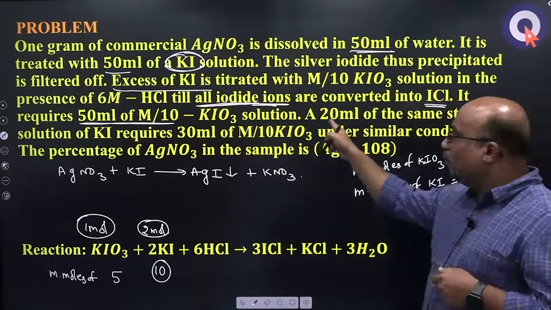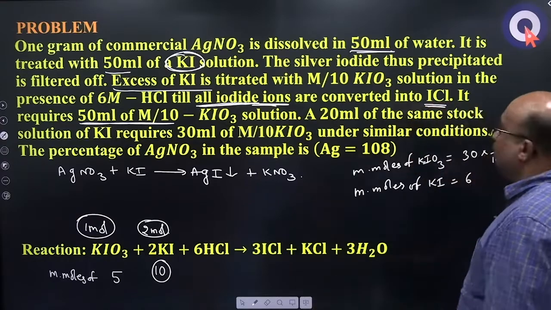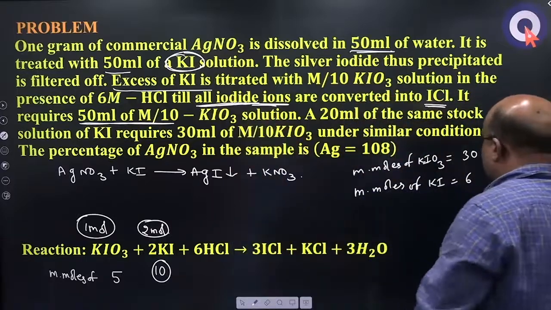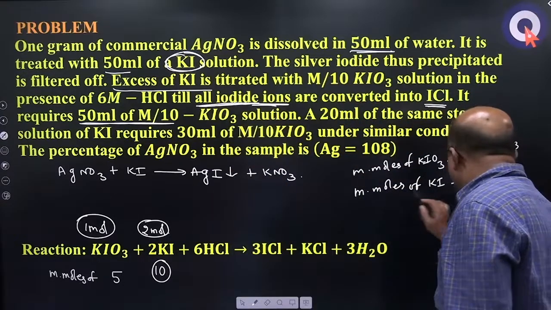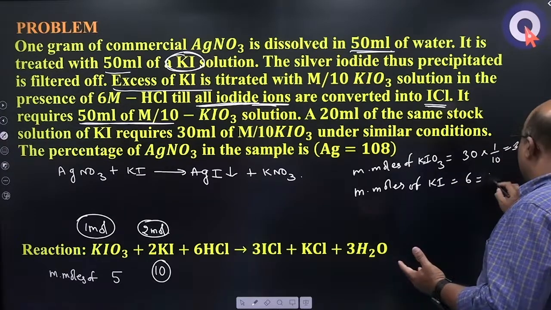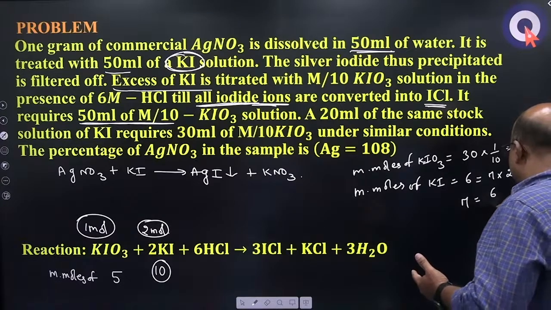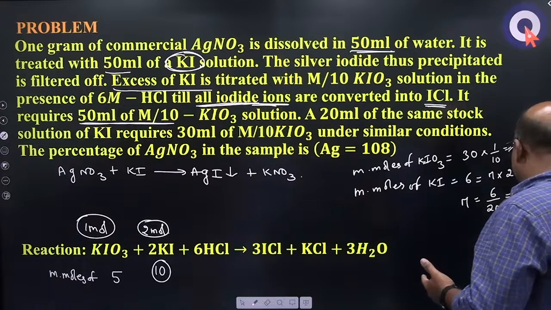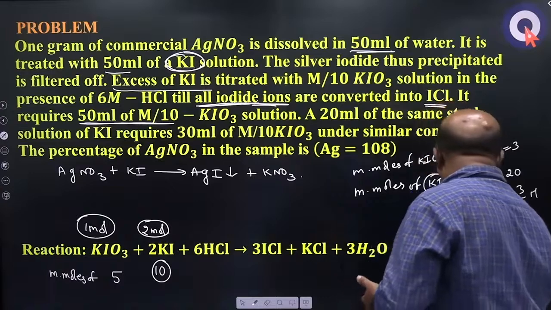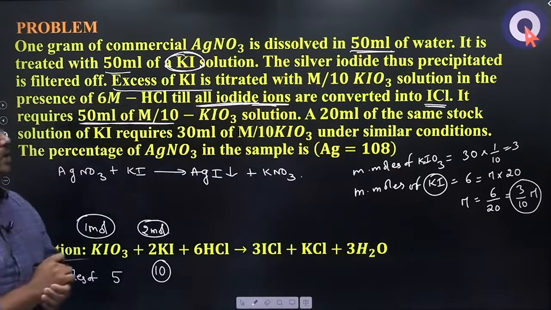But that we should get from the 20 ml solution, which is of a particular concentration. So what is the concentration of that KI solution which we used? The number of millimoles of KI is 6, that has to be equal to molarity into volume. Molarity we don't know, volume is 20. So molarity is 6 by 20, which is nothing but 3 by 10. So the KI solution concentration is 3 by 10. Clear?